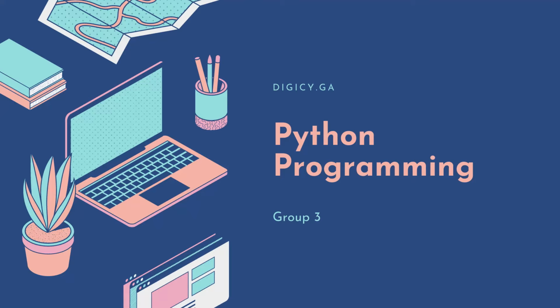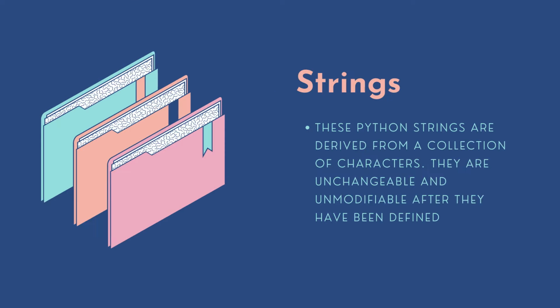Welcome to Python Programming 101. In today's video, we will be executing arbitrary Python codes, specifically 5 data elements using Google Colaboratory. Without further ado, let's get right into it.